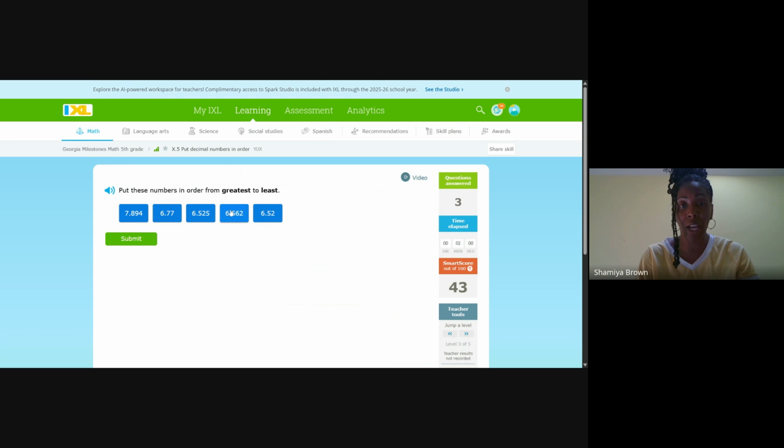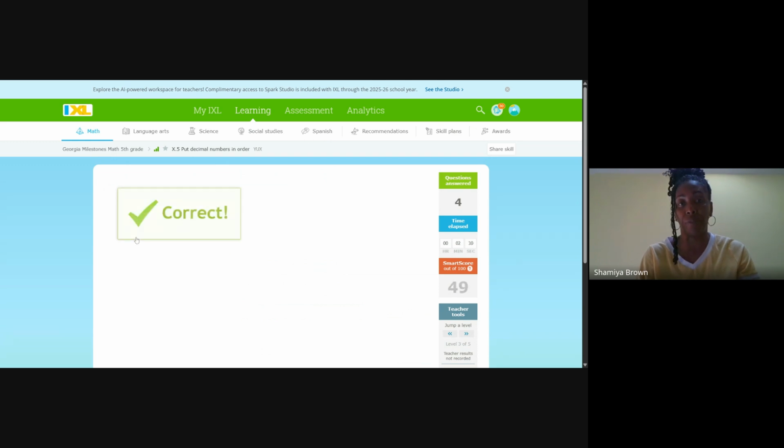And they all have a 5 in the 10th. So now I look to the 100th place. This one has a 2. This has a 6. This one has a 2. So this is the next biggest. And then the 2 and then the 2. So they're both the same so far. So now I need to go to the 1000th place to look. And this has a 5 in the 1000th place, and this has nothing. So that's a 0. So this one would be bigger than this one. So this is the order from greatest to least.